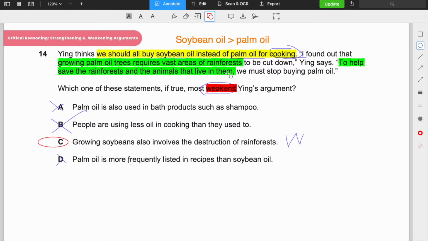So what's the main reason? Well, the main reason behind his argument is the environmental impact of palm oil. But hey, what if growing soybeans is just as bad as palm oil? That would sufficiently weaken his argument.